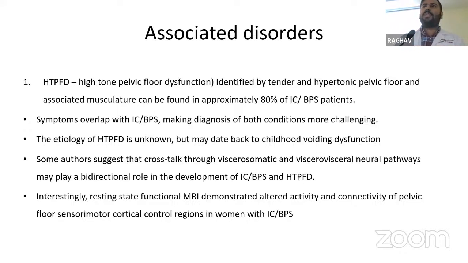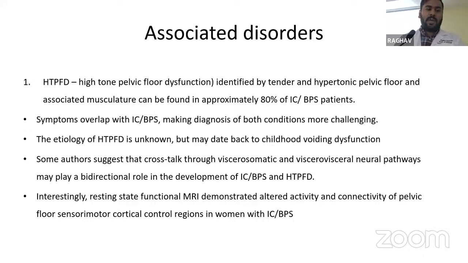There are many disorders associated with bladder pain syndrome, a few of which I'll be telling you, such as high tone pelvic floor dysfunction. It is identified by tender and hypertonic pelvic floor and associated musculature, and can be found in approximately 80% of IC BPS patients. The symptoms overlap with IC BPS, making diagnosis more challenging.